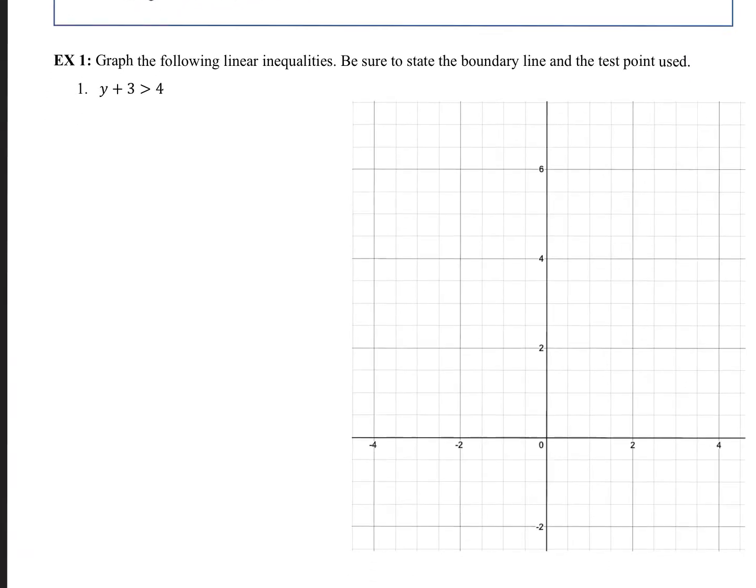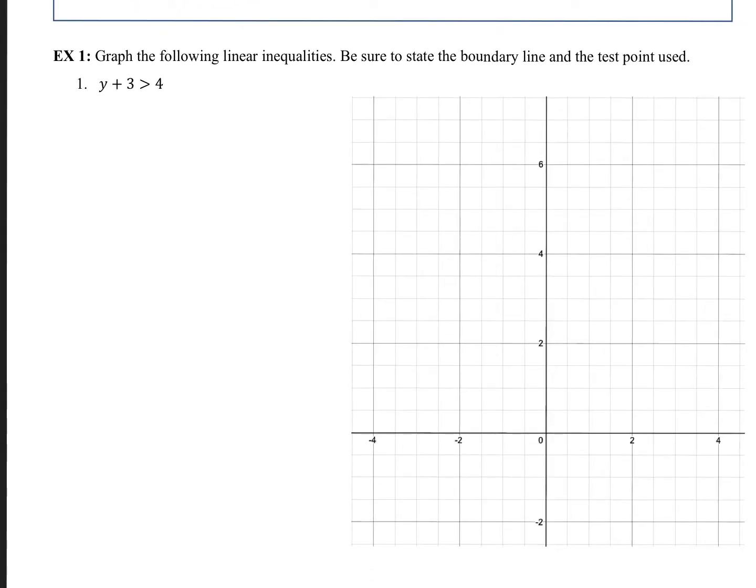Okay, let's go ahead and take a look at some of this. Example 1. Graph the following linear inequalities. Be sure to state the boundary line and the test point used. Okay, so make sure to note that. That is something that I will always be looking for, especially on exams. Okay, so state the boundary line.